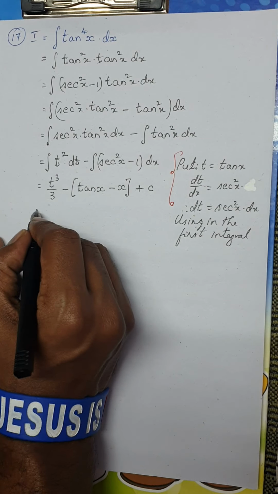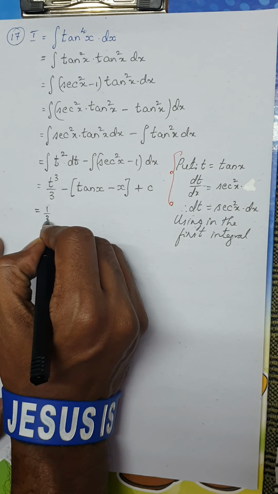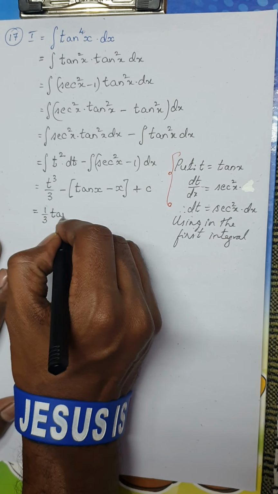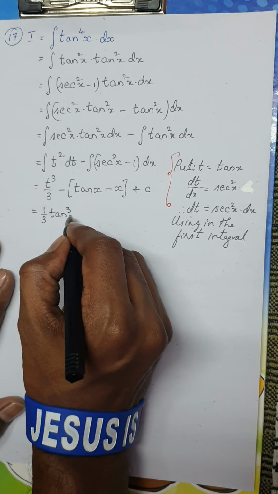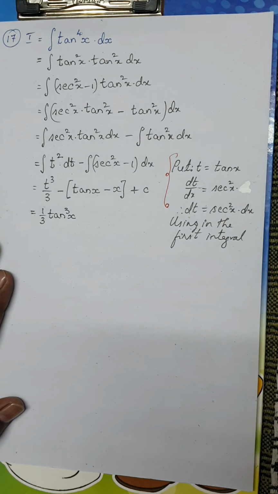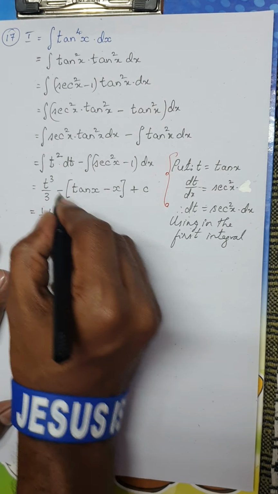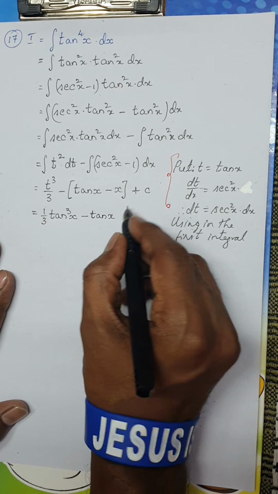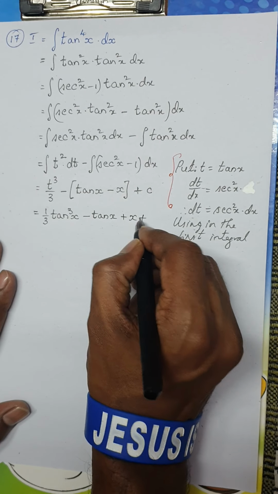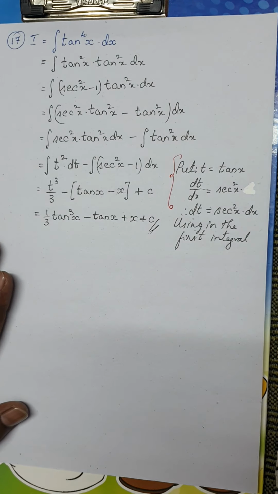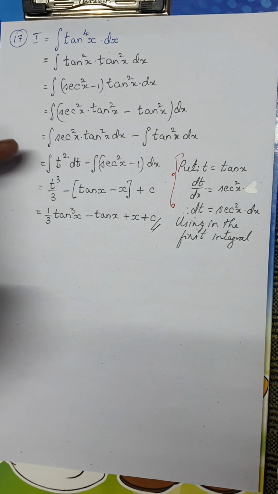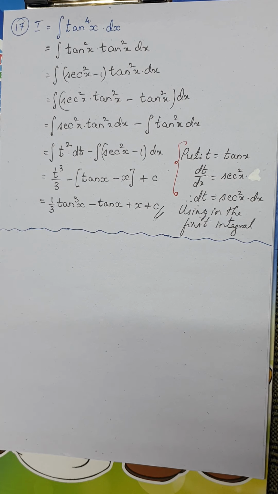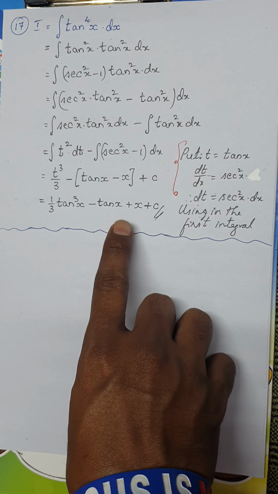Now let us simplify this. This is nothing but 1 by 3 into, what is t? T is actually tan x, so I can write it as 1 by 3 tan x whole cube, or tan cube x. So it is 1 by 3 tan cube x minus, let me remove the bracket, tan x. Now minus into minus becomes plus x plus c, the constant of integration, and this is the final answer for the above given integral. Okay students, we will wind up this session here.